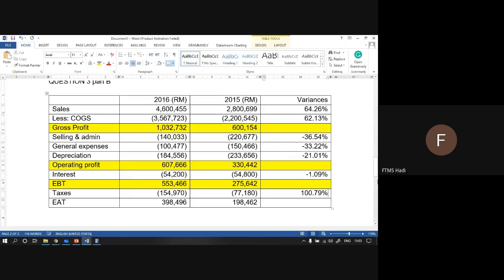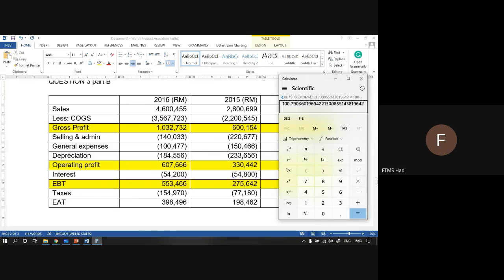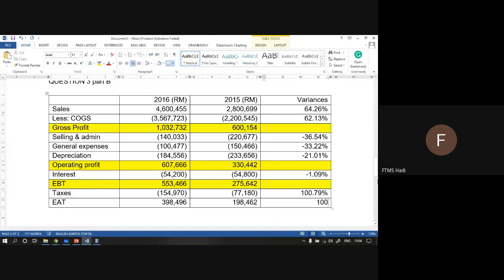And the last one, 398,496 minus 198,462 divided by 198,462, multiplied by 100, 100.79%. Which is almost similar.